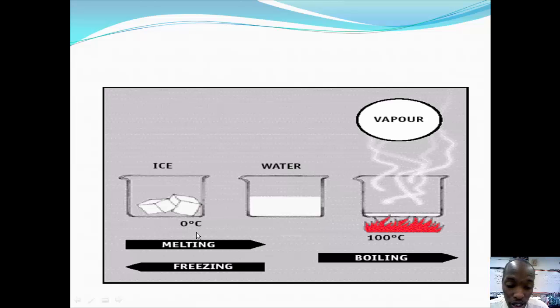So the temperatures will be the same for melting and freezing at 0 degrees Celsius and for condensing and boiling at 100 degrees Celsius. It just depends on which way the temperature is flowing. Is the temperature going up or is the temperature going down? Alright, so if it's going up, it's melting, then boiling, and if the temperature is going down, it's condensing and freezing. But the temperatures are the same: 0 degrees for melting and freezing, 100 degrees for condensing and boiling.